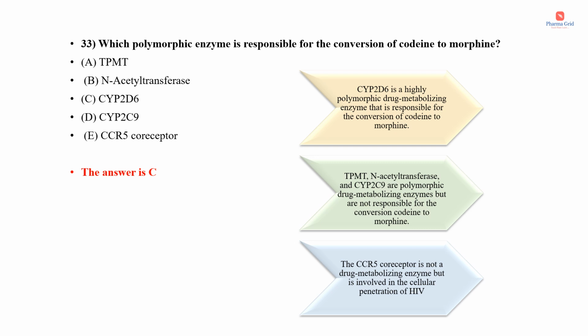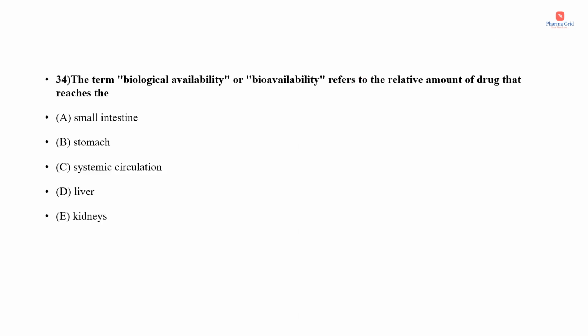TPMT, N-acetyl transferase and CYP2C9 are polymorphic drug metabolizing enzymes but are not responsible for the conversion of codeine to morphine. The CCR5 co-receptor is not a drug metabolizing enzyme but it is involved in the cellular penetration of HIV. The term biological availability or bioavailability refers to the relative amount of drug that reaches the, options are small intestine, stomach, systemic circulation, liver, kidneys. Here the correct answer is option C, that is systemic circulation. That is, bioavailability refers to the relative amount of drug that reaches the systemic circulation.